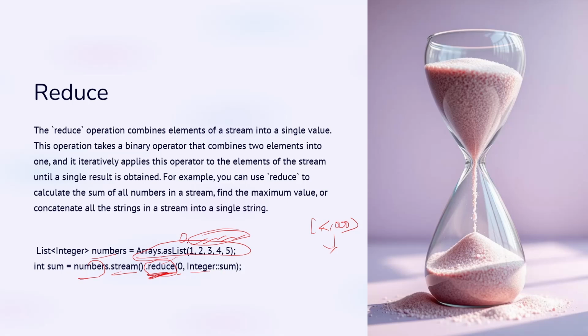What will it do? 0 plus 1. What is the count? 1. Then 1 plus 2. What is the count? 3. 3 plus 3 is 6. 6 plus 4. Like that, it will do the operation until the end of the elements. The final value will be given to the sum. So what is the sum of this? 10 plus 5, that is 15. That is the output it will give.